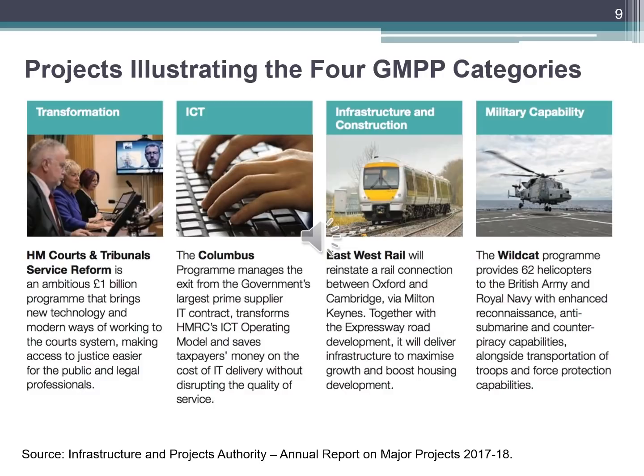Projects depicted below are good examples for illustrating the four GMPP categories. First category, transformation: HM Courts and Tribunal Services Reform can be listed under this category. The Columbus program can be listed under the ICT category. East-West Rail can be listed under the infrastructure and construction category. And the Wildcat program, which provides 62 helicopters to the British Army, can be listed as a component of military capability.